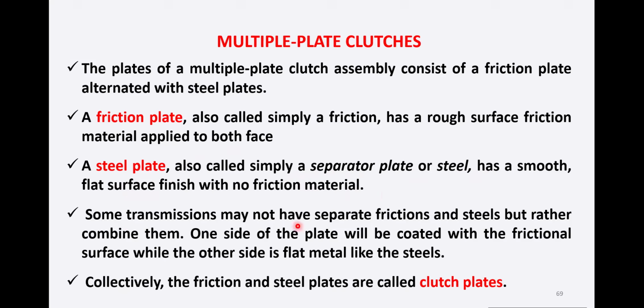Some transmissions may not have separate friction and steel plates, but rather combine them. One side of the plate will be coated with a frictional surface while the other side is a flat material like steel. So in some transmissions in which we are using the multiple plate clutches, we do not use a separate friction plate and steel plate. We have the same one plate, with one side having a friction material and the other side plain without any coating. So collectively the friction and steel plates are called clutch plates. So these are the clutch plates. Friction plates and steel plates are collectively known as clutch plates.